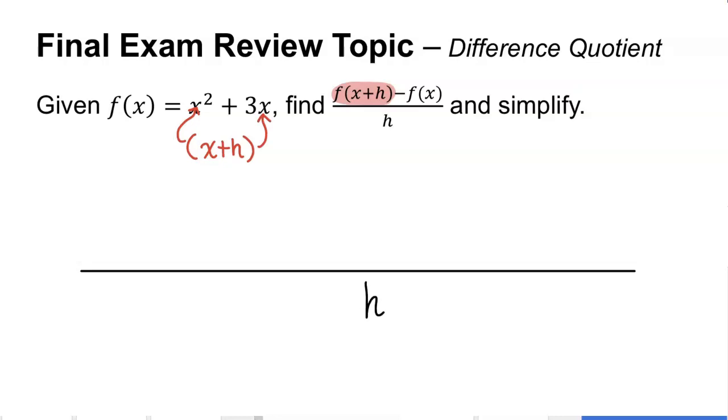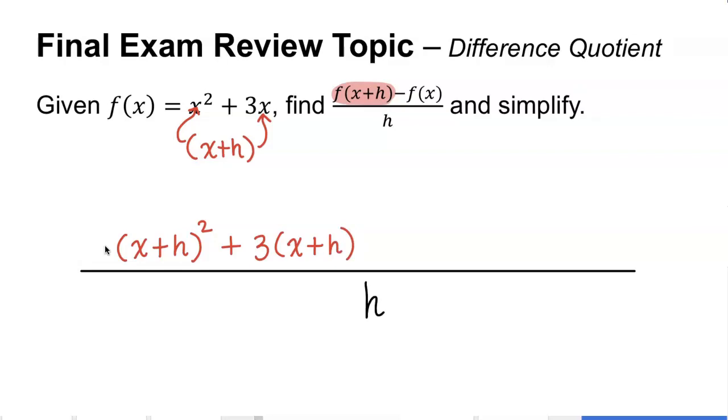Okay? So let's write that down. Let's substitute x plus h in to replace the x's. So instead of x squared, our quotient will start with (x plus h) squared plus, instead of 3x, we're going to write 3 times (x plus h). Wasn't that bad, right? So we're done with that red highlighted part.